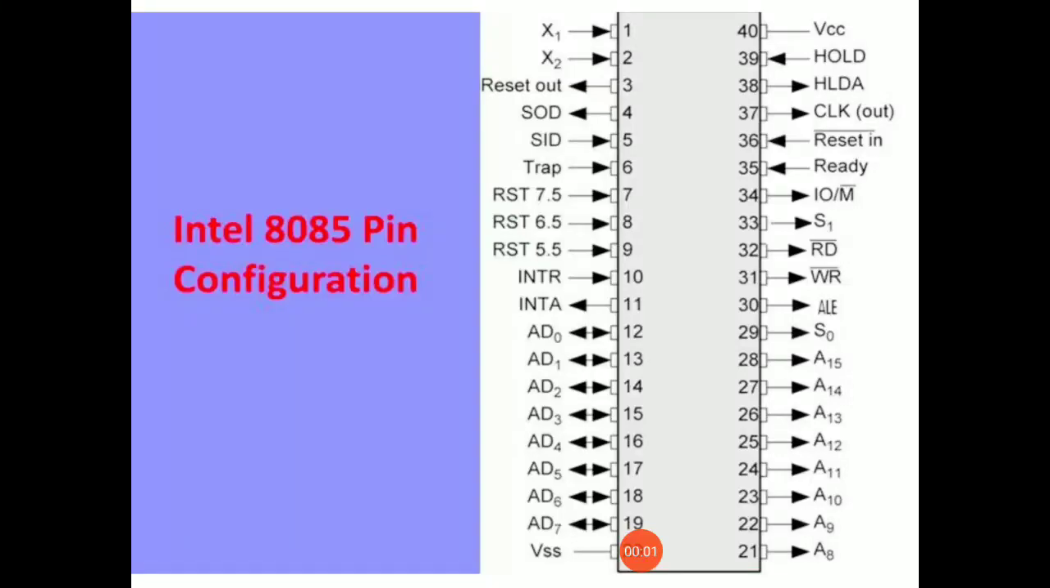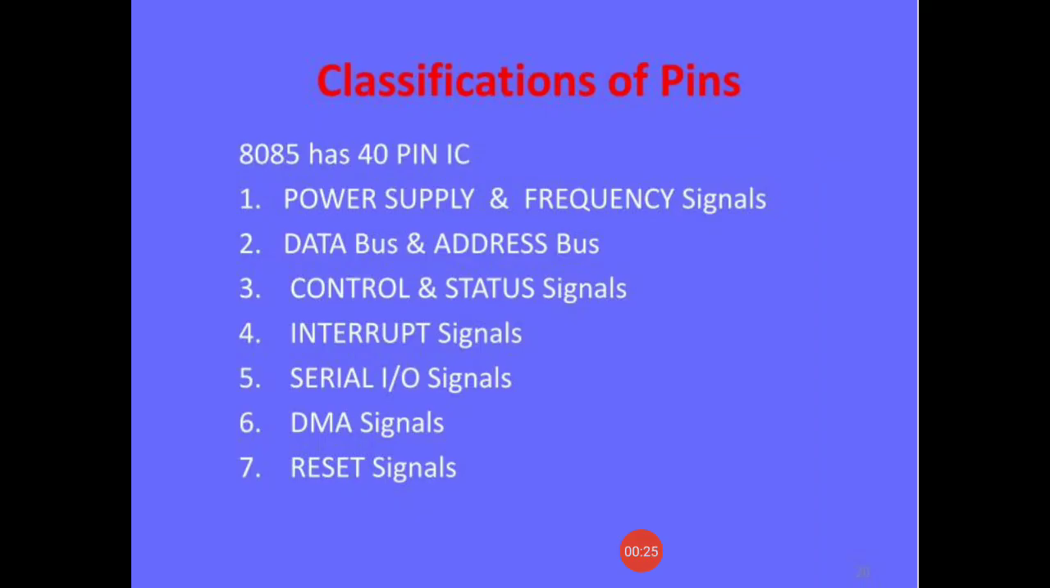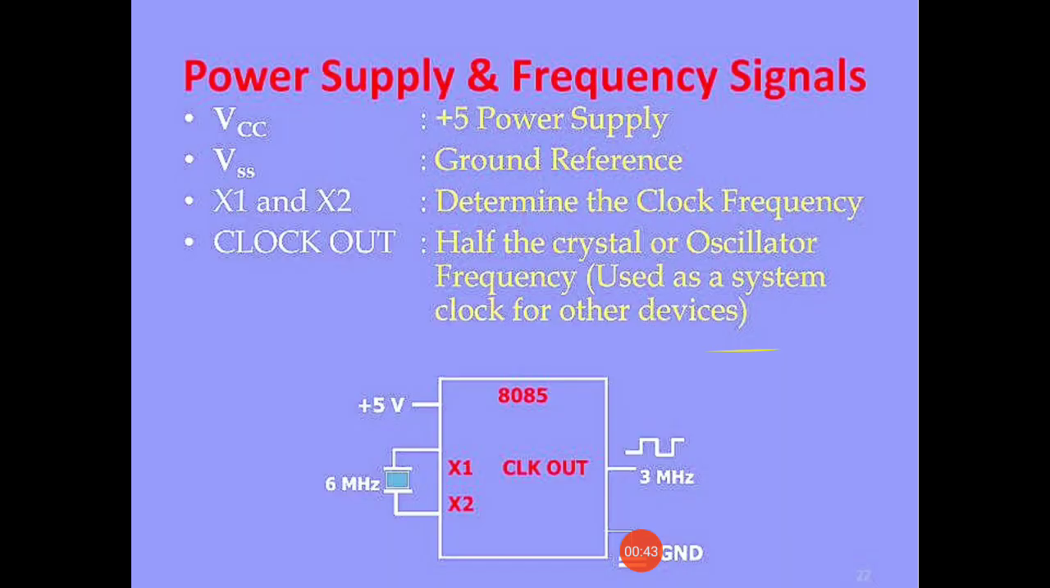Dear students, in the last video lecture, I started the 8085 pin configuration description. In this lecture also, we will be continuing the same topic. I told you that the 8085 microprocessor has 40 pins, and these pins are classified into these 7 classifications. I discussed the power supply and frequency signal pins, the data bus and address pins, and I was discussing the control and status signal pins.